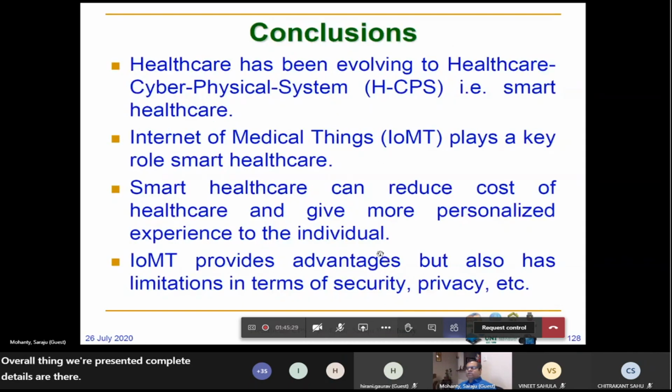So with this, we have launched the healthcare cyber physical system, which is smart healthcare, and this is made up of the Internet of Medical Things. And smart healthcare, what is the plan here? Our vision is essentially to give personalized healthcare with reduced cost and continuous, or perpetual, health monitoring. It has certain advantages, as you can see here, but at the same time security and privacy issues are there because the user is a participant.